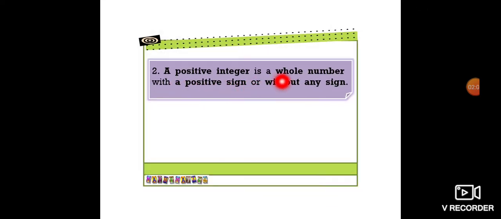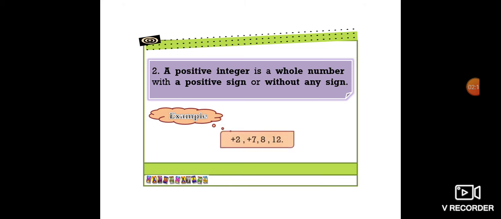A positive integer is a whole number with a positive sign or without any sign. Here we can see 4 numbers: plus 2, plus 7, 8 and 12. Two of these numbers have a plus sign. So we can write a positive number with a plus sign or without a plus sign. Both are correct. We usually do not write a positive sign before a number. We simply write 2, 7, 8, 12.